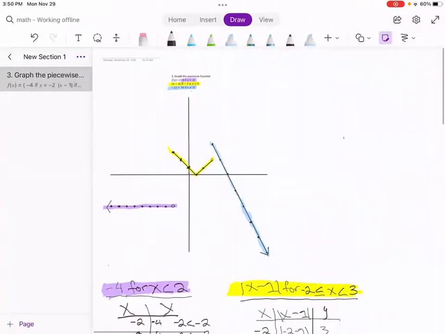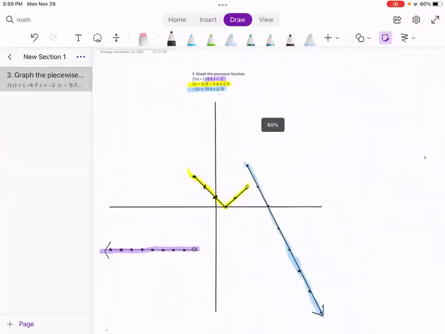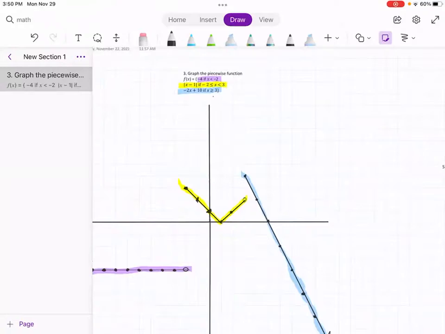So hello everyone. My problem is I got the piecewise equations and I'm supposed to make the graph for each of these equations. So let's begin with the first one: -4 if x is less than -2. There are two things that we can notice here.